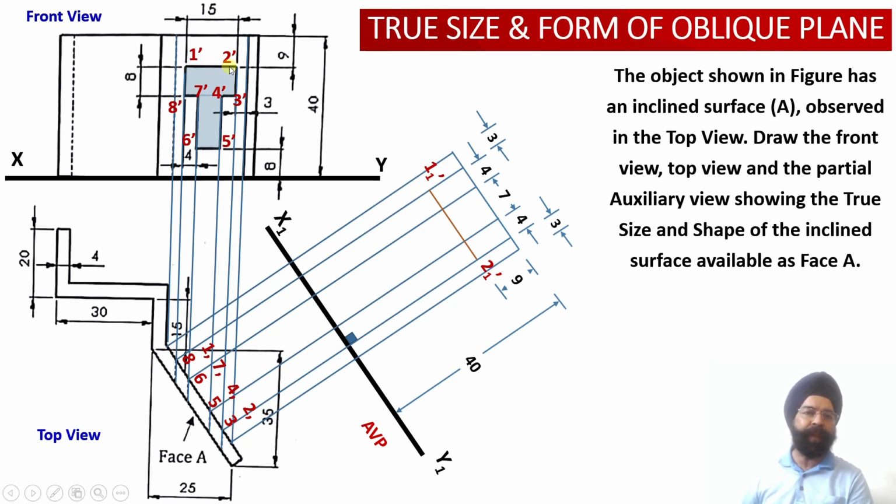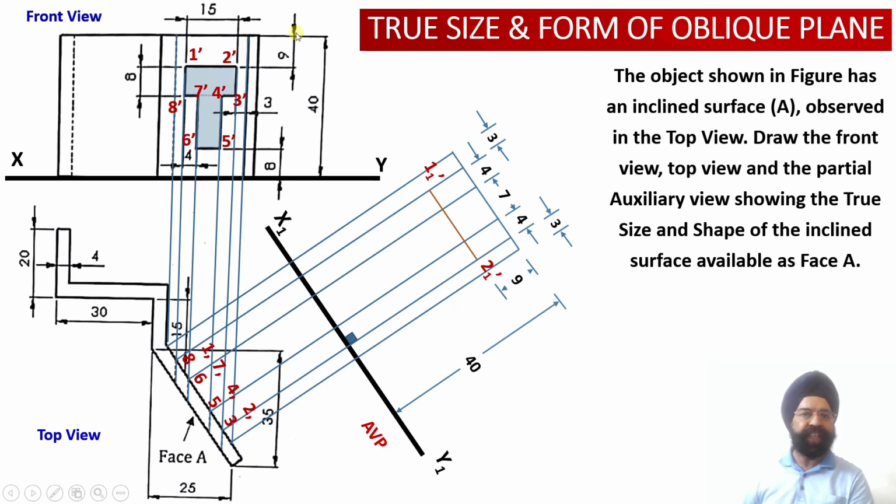Similarly, where is my location of point 2? Point 2 is located over here in the top view. So as I move along this projector line from the auxiliary vertical plane x1 y1, again I will be marking a distance of 31 millimeter from the auxiliary vertical plane. So I will obtain the location of point 2 1 dash over here. So the 2 points of this T-shaped apparent surface have been marked over here.